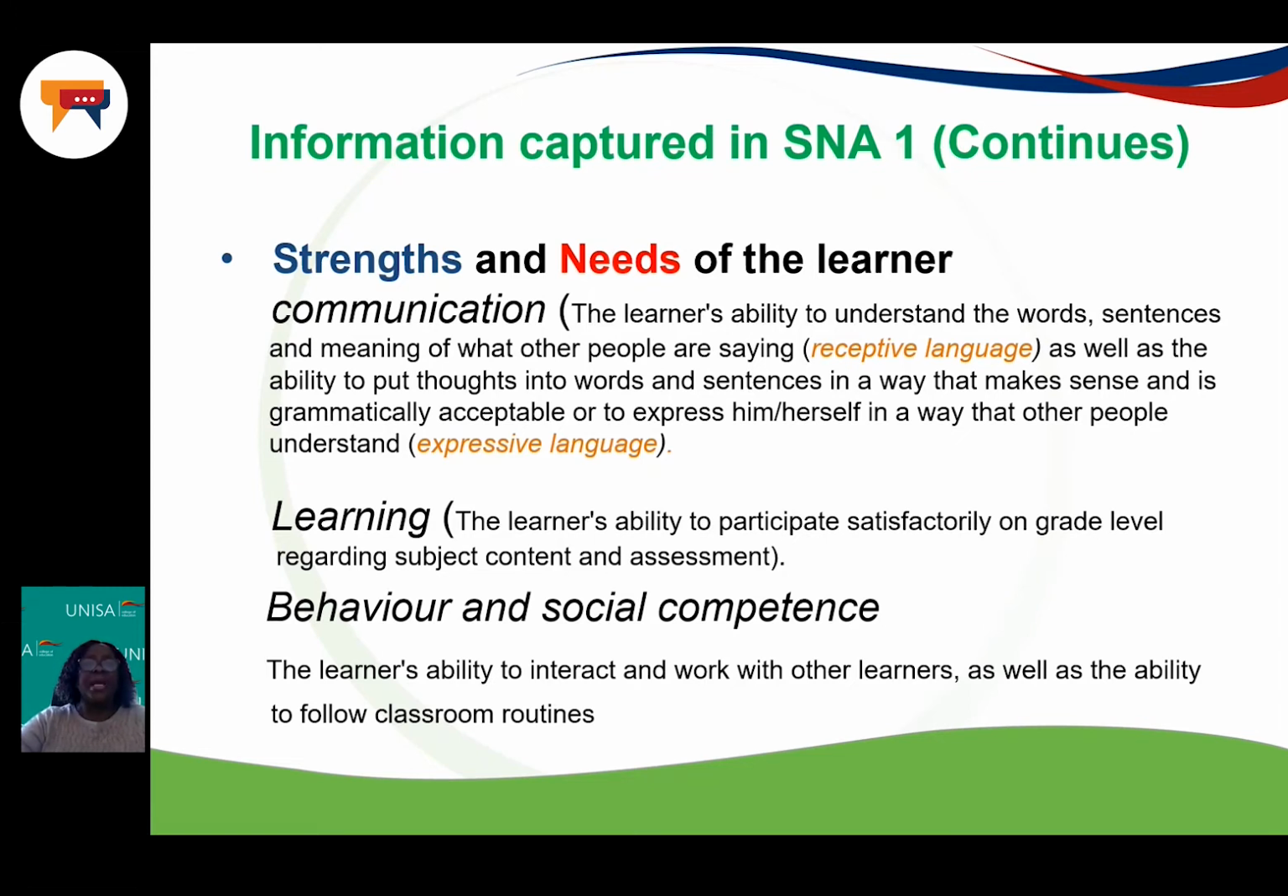You can also look at the behavior and social competence of the learner. Here, you look at the learner's ability to interact and work with other learners in the classroom situation, especially when it comes to classroom routines. How does this learner cooperate or interact with other learners in the classroom? These are some of the things that are very important for you to look at.